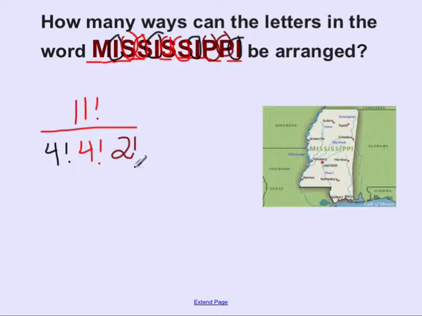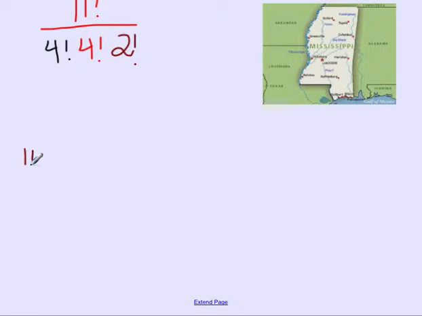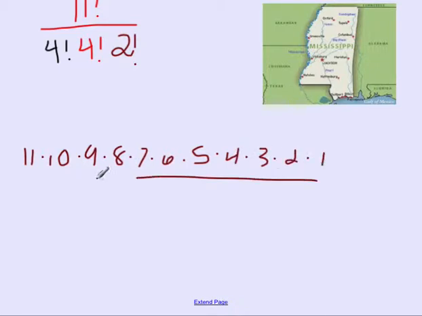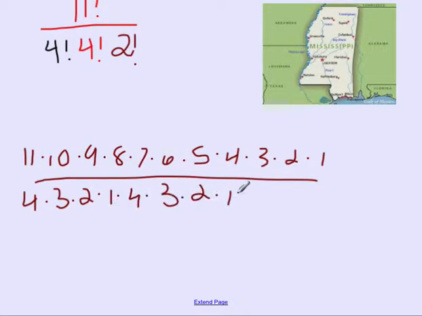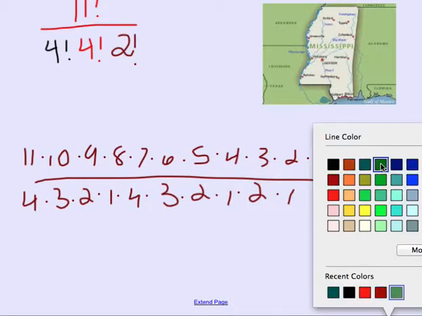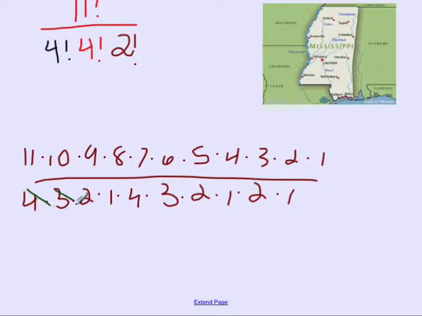So let's go ahead and write this out. I'm going to give myself some space. So I have 11 times 10 times 9 times 8 times 7 times 6 times 5 times 4 times 3 times 2 times 1. Then on the bottom, 4 times 3 times 2 times 1 times 4 times 3 times 2 times 1 times 2 times 1 when you write out all of those factorials. So what I'm going to do is cross off as much as I can that's easy. So I can cross off 4, 3, 2, 1 and 4, 3, 2, 1. Okay, so I at least got rid of some of it.